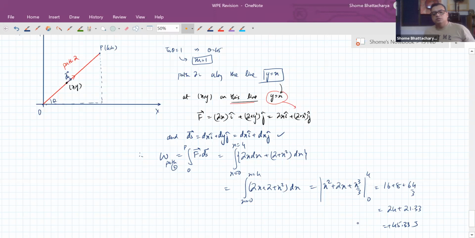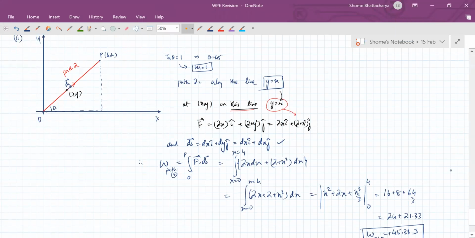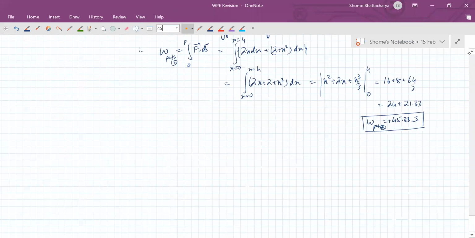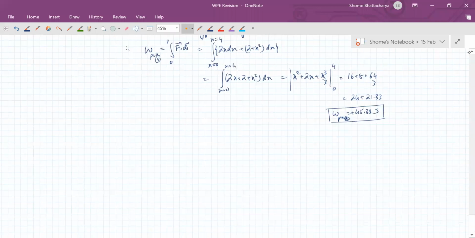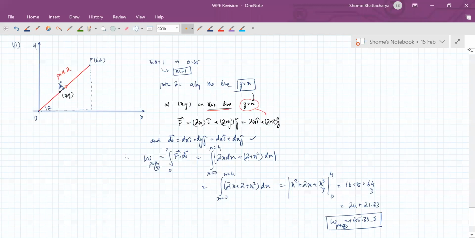So this is the total work done that we are getting for path 2. Now, interestingly, you can see that it's equal to the work done that we had got in path 1. Okay, so just make sure you're clear about that point. So make sure you've understood the steps in this particular calculation here.